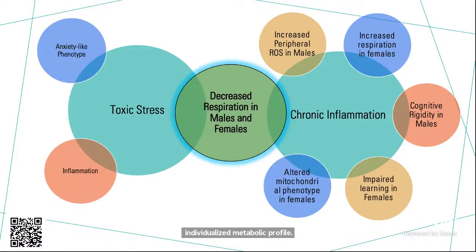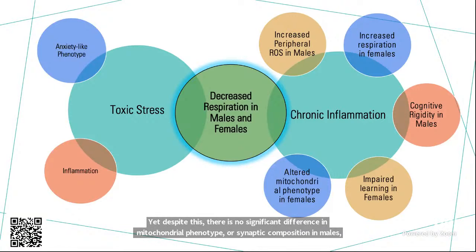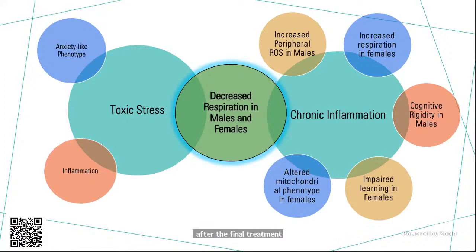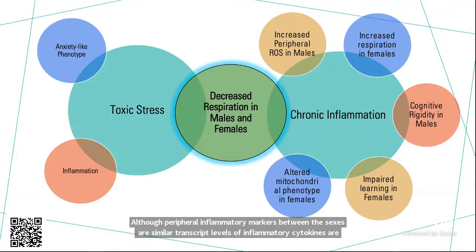injection. Although peripheral inflammatory markers between the sexes are similar, transcript levels of inflammatory cytokines are heightened in the male hippocampus in a stress and treatment-specific manner, but not in females. These data suggest that the effects of stress and inflammation manifest centrally in females, but peripherally in males. And collectively, these data highlight how sex, stress history, and inflammation can interact to shape individualized patterns of behavior, possibly driven by these altered mitochondrial functions.